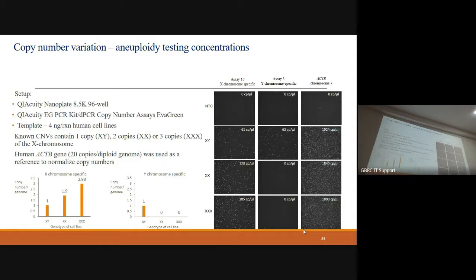In NTC there should not be any amplification, so it is giving 0 copies. Then here, if you say XY, in this sample only one X is there. In this sample 2X are there, and in this sample 3X are there. So you can see that if one X is there, that is giving 61 copies. And in this sample it will be almost double, and this will be almost 3 times. So by using the X chromosome specific primers, it will give you the indication of what the variation in the chromosome is.